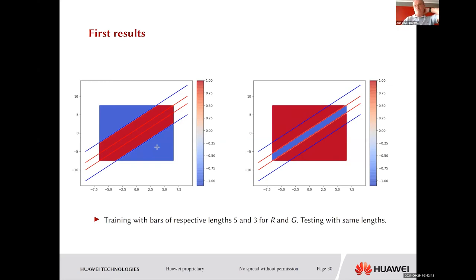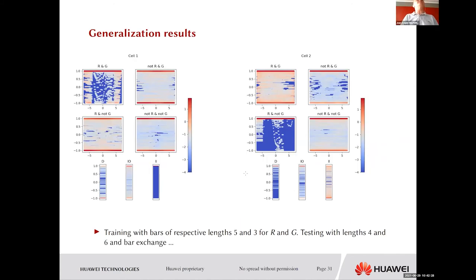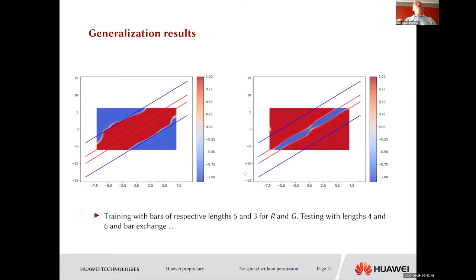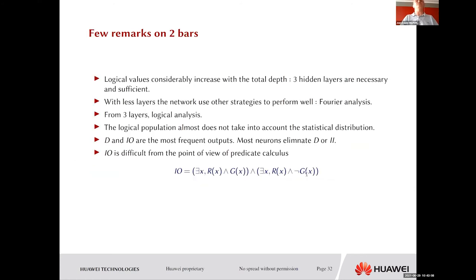That is because the testing is done with the same lengths. We don't ask the neural network to generalize in any sense. But if we ask it to generalize, for example, by still training with bars of lengths 5 and 3, and testing with lengths 4 and 6, and we can also exchange the bars now, so that the longest one in training becomes the shortest one in testing, then as you can see, the results are not so bad, but it's quite blurry here and here. Of course it's not bad, but still a little bit worse than in the preceding case.